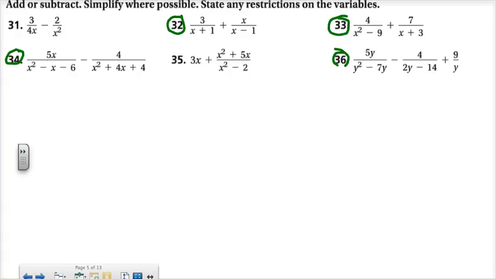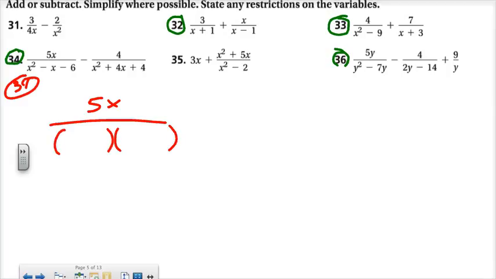Now with number 34, really, really, really important that you start by factoring those denominators. I mean, we don't have any idea what's going on with this until we see those denominators as factors. So, pardon me, I'm looking for a greatest common factor for x squared minus x minus 6. It's not there. Negative 6 is not a perfect square, so I look for two numbers that multiply to negative 6 and add to negative 1, and that's negative 3 and positive 2.